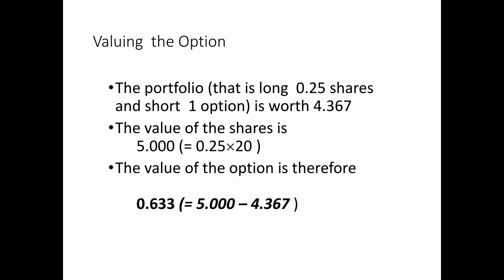Now, let's look at what the portfolio inside is worth, 4.37. The value of the share: currently it's traded at $20, but you bought only a quarter of it, so you paid $5 for that. Now, $5 is your investment in the equity part, minus the total value, which is the slack for the value of the call option, which is 0.633. Here we show you, using the no arbitrage argument, we can back out the option price. The option price, 0.633, you might say 63 cents.